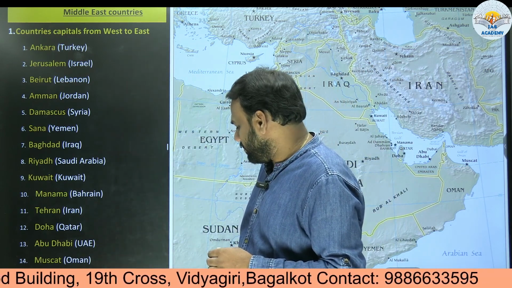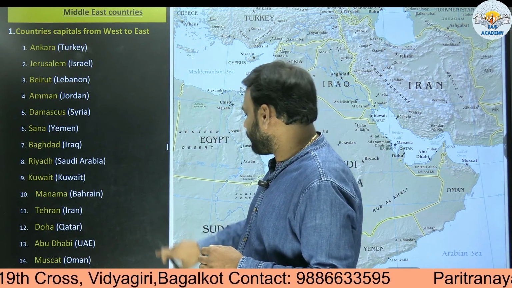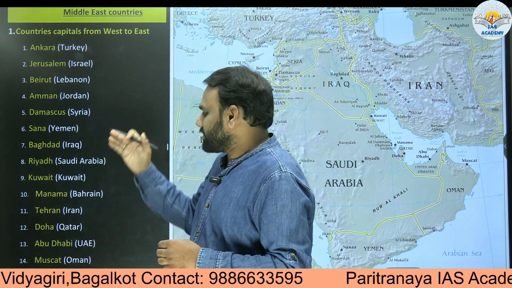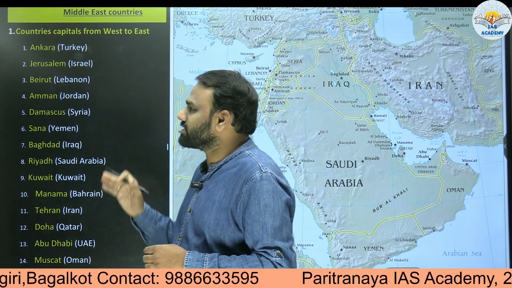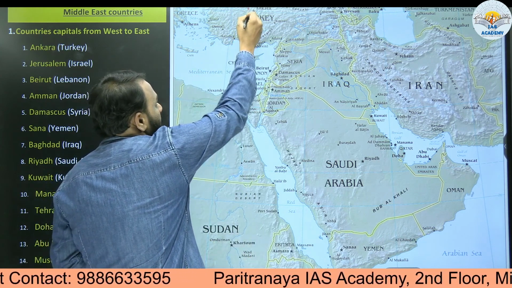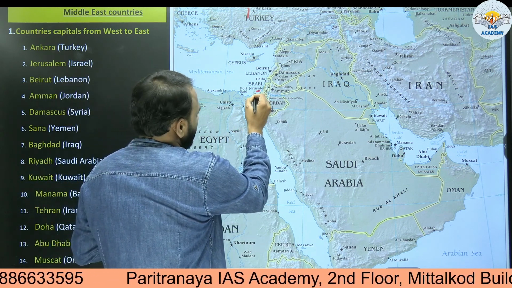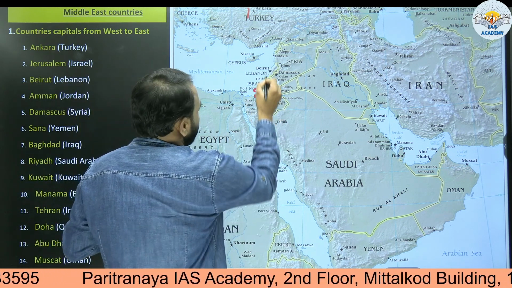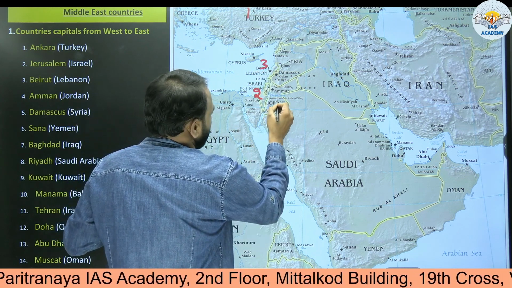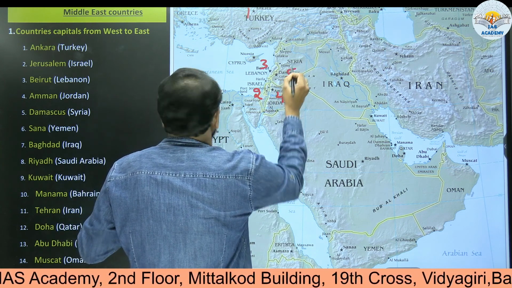So what does it mean? When we are moving from west to east, the first one that we will encounter is Ankara. Next is Jerusalem, and so on. So let us try to mark it on the map. So here first is Ankara when we move from west to east. Second is Jerusalem, capital of Israel. Third is Beirut, capital of Lebanon. Fourth is Amman, capital of Jordan. Fifth is Damascus, capital of Syria.